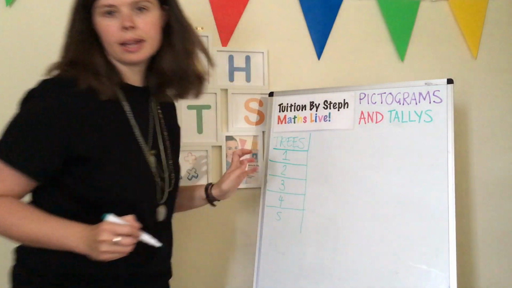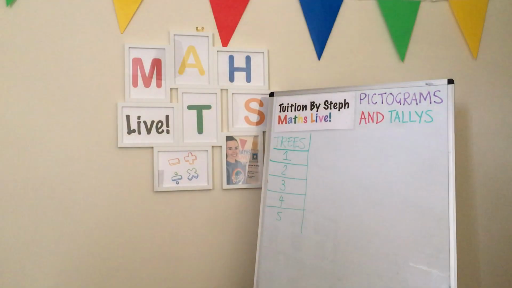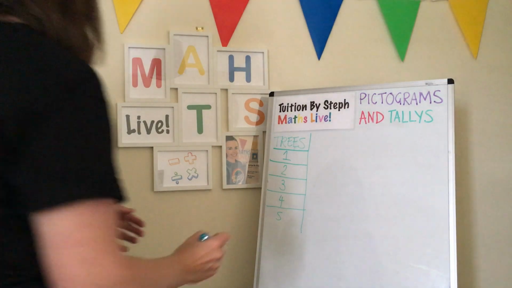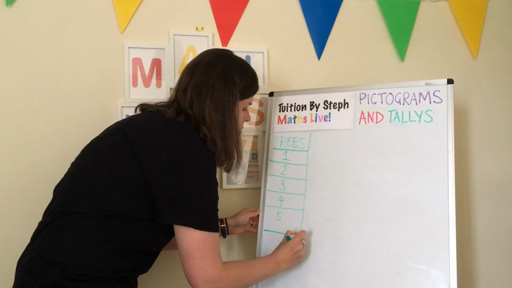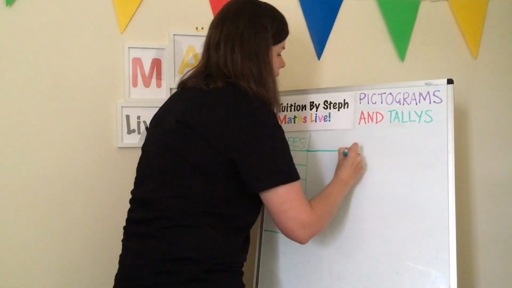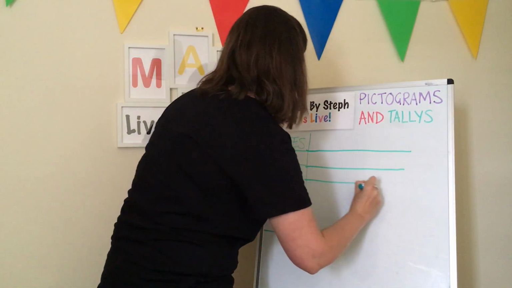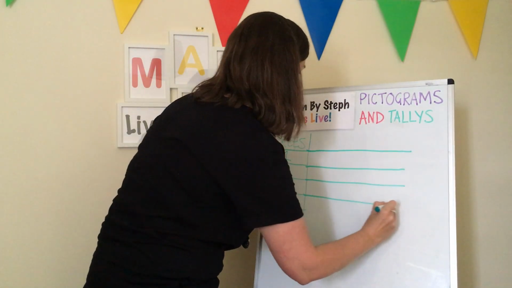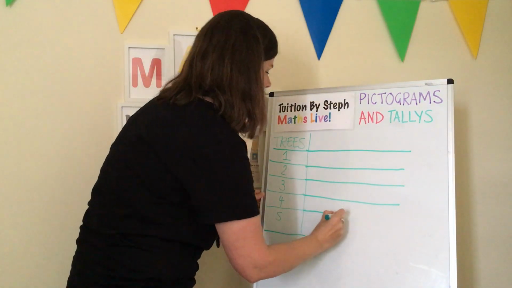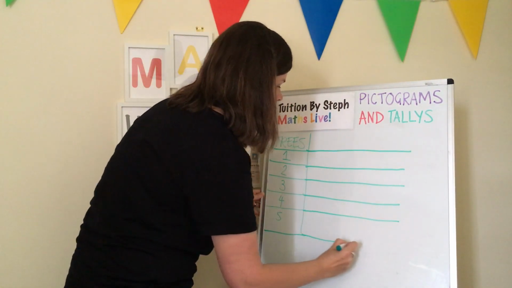I'm just going to check that I'm still on the board. I am still on the board. Brilliant. Tree 1, 2, 3, 4, and 5. And I'm going to go across. So this is why it's quite tricky to do this in a Maths Live lesson, because I have to do quite a bit of drawing.